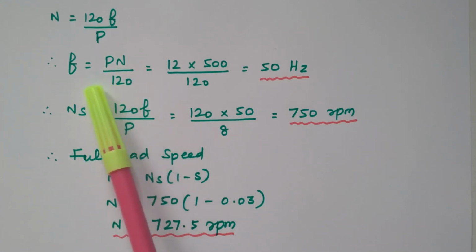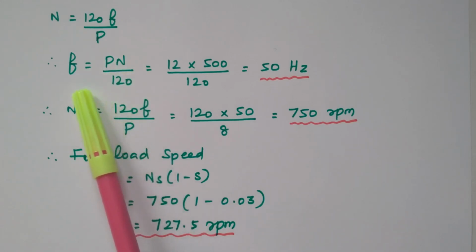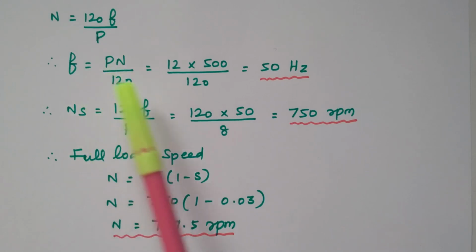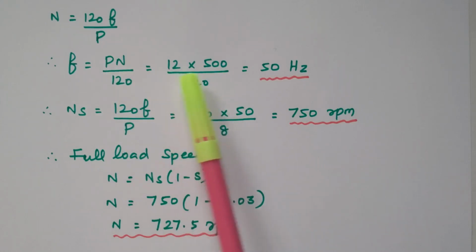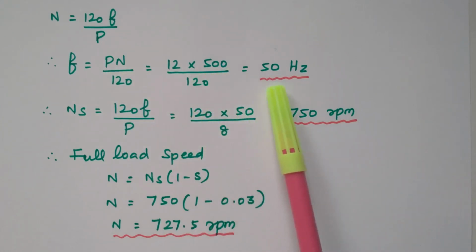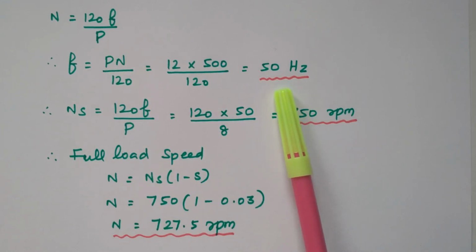This data refers to the alternator. Number of poles and speed refer to the alternator, so that we can get the frequency of the supply. So the number of poles of the alternator is 12, the speed is 500 rpm, divided by 120. So 12 into 500 divided by 120 gives 50 Hz. So the supply given to the induction motor has 50 Hz.